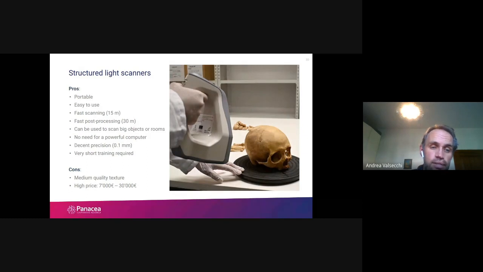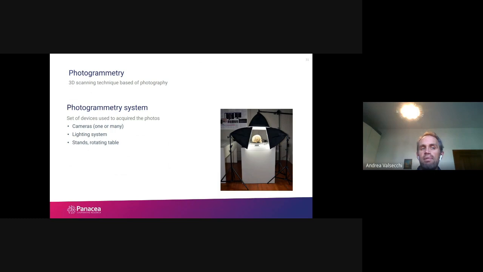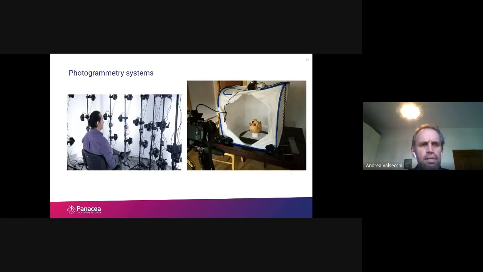This is in contrast with photogrammetry systems. Photogrammetry systems come in many ways, but the essential elements are cameras with lenses, cables, a tripod, and a lighting system, which can be very simple or very complex. And then you have things like a rotary table, stands, cables, computers. Well, not computers. I'm going to explain better.